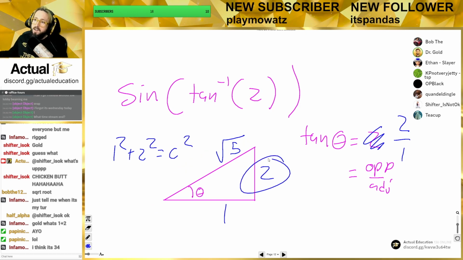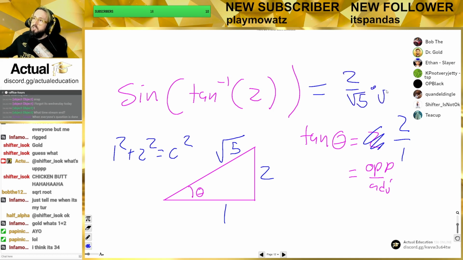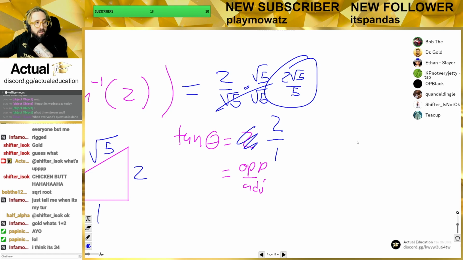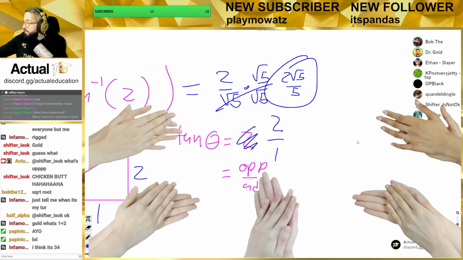So then the sine is opposite over hypotenuse, which is equal to 2 over the square root of 5, which you can rationalize. Remember how to rationalize? This is going to be 2 square root of 5 over 5, and that's going to be your final answer. Does that make sense? Yeah. Cool. Thank you. You're welcome.